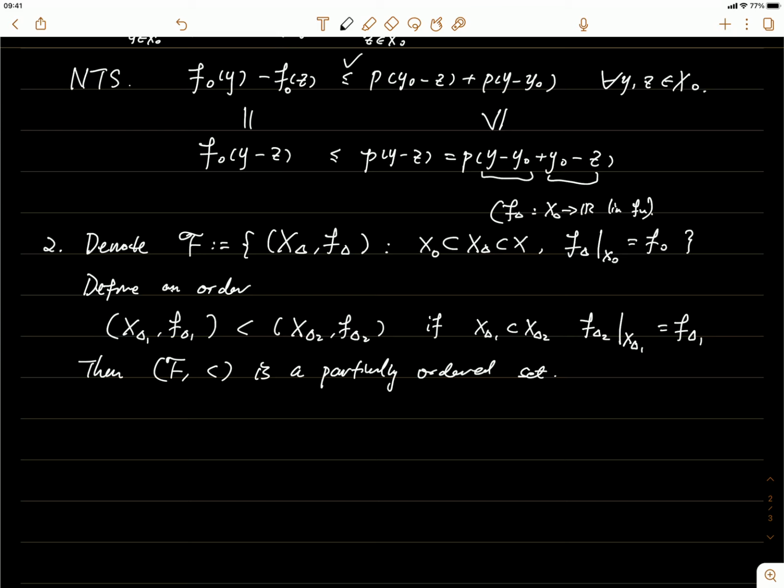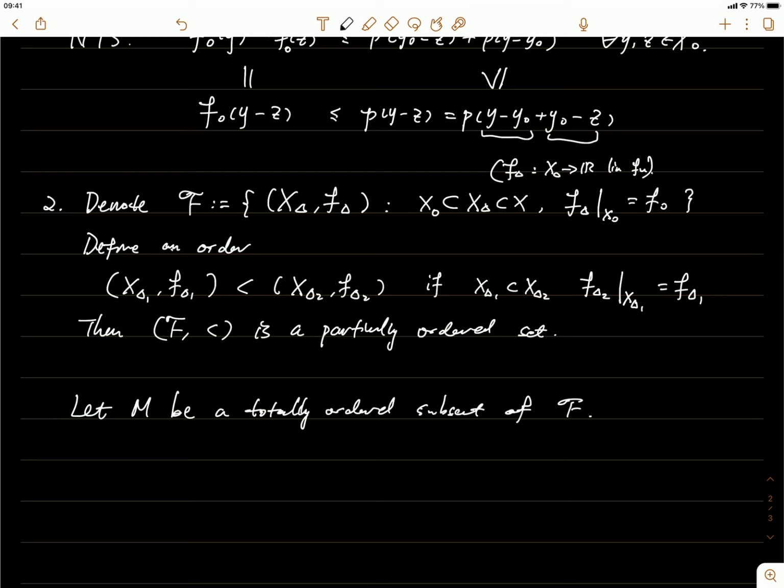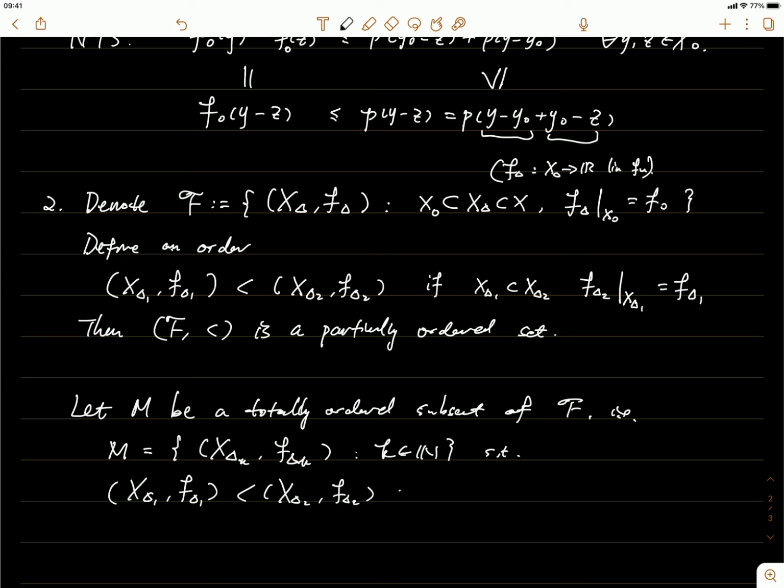Now we consider a totally ordered subset. So let M be a totally ordered subset of F. What that means is M contains a sequence of such pairs, which we call (X_δk, F_δk), such that (X_δ1, F_δ1) is less than (X_δ2, F_δ2), less than the next, in this order. So this is a totally ordered subset. One is smaller than the other.